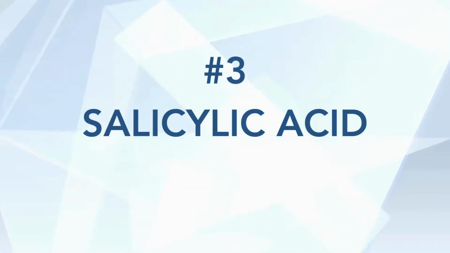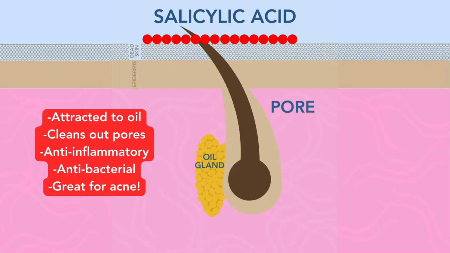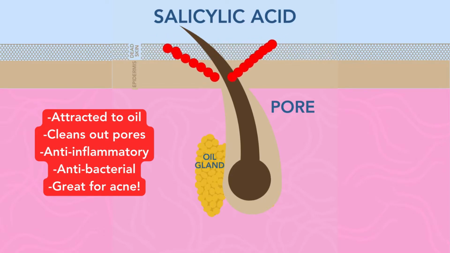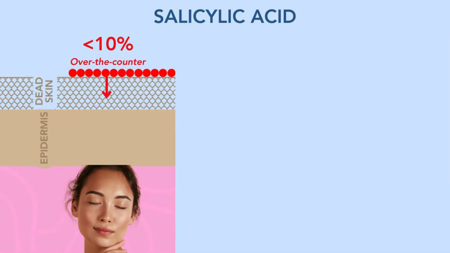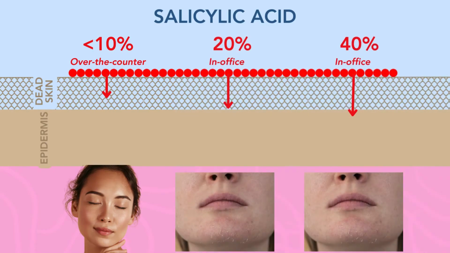Third, salicylic acid. Salicylic acid we love for pores. It's attracted to oil. It gets down into the pore and it cleans it out. It's also anti-inflammatory and antibacterial, so we use it all the time for acne. Very common over the counter in a lot of acne products. You can also get a salicylic acid peel in the office, usually 20% or 40%.